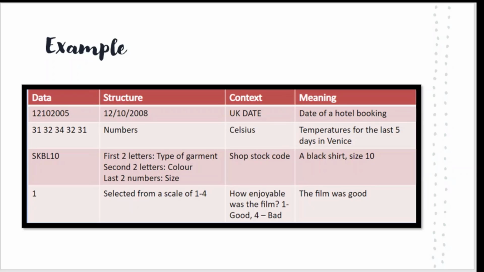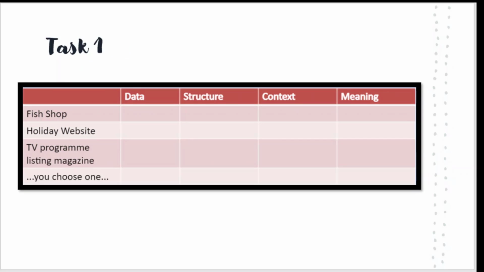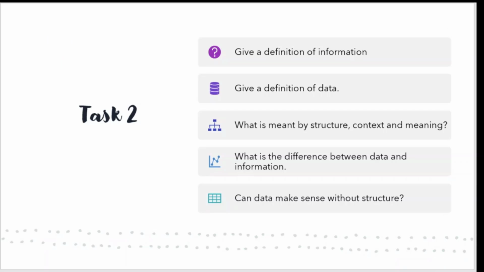All right, so your first task is you have a fish shop, holiday website, TV program, and one that you want to choose. I want you to get some data for each one of them: structure, context, and meaning. So very similar to the example. And after that, I would want you to answer the following questions. Give a definition of information, give a definition of data, what is meant by structure, context, and meaning, what is the difference between data and information, can data make sense without structure?